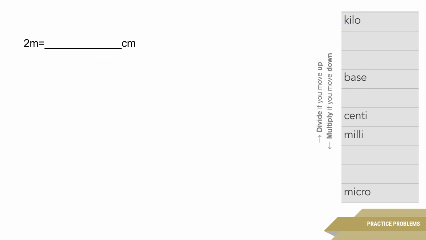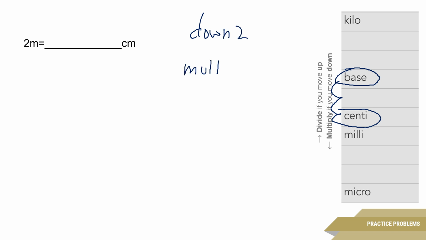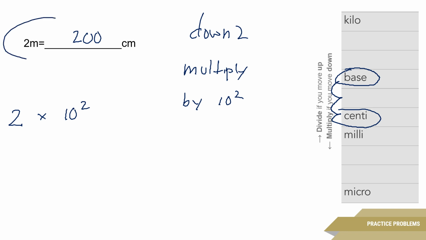So let's say we have 2 meters and we want to convert that to centimeters. Now meter again is a base, m, meter, base. Got it? Okay, so base. We're going down to cm, c is centi, so we're going to go down 1, 2. So we move down 2 spaces. So down 2. So that means we have to multiply by 10 to the second power. So that means I'm going to take 2 from the 2 meters and multiply it by 10 to the second power, and I should get 200. So 2 meters is 200 centimeters.